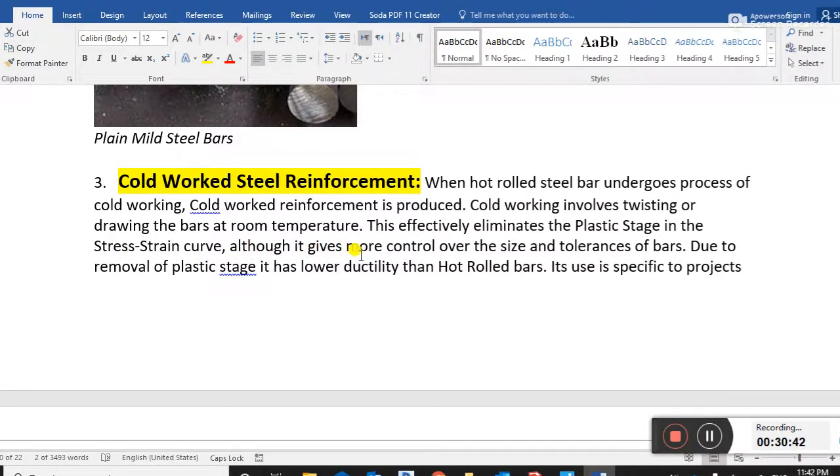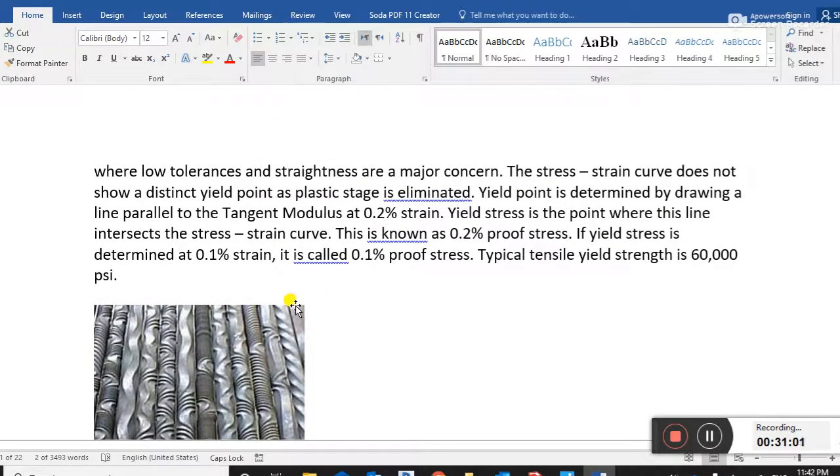Although it gives more control over the size and tolerance of the bars, due to removal of the plastic stage it has lower ductility than the hot rolled rebars. It is used specifically in projects where low tolerance and straightness are major concerns.